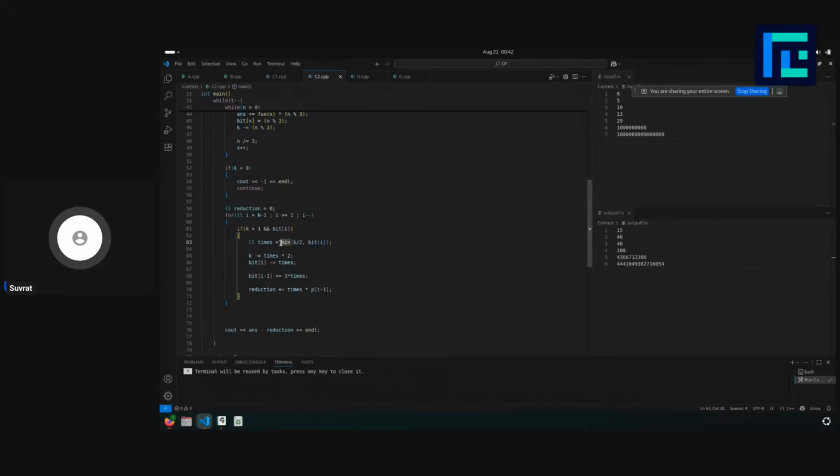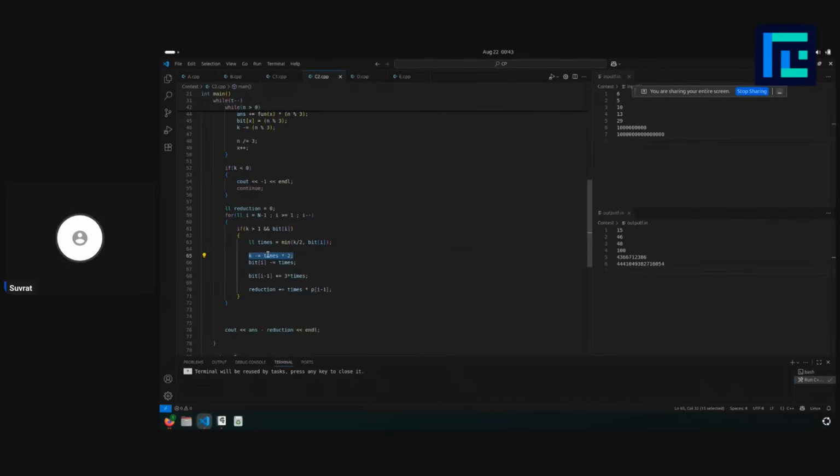And taking the minimum is basically, if k by 2 is lesser than bit I, then we cannot perform more than k by 2 reductions, right? So in that case times will take the value of k by 2. Or else, if bit I is less than k by 2, then we can reduce all the deals. So in that case times will take the value of bit I.